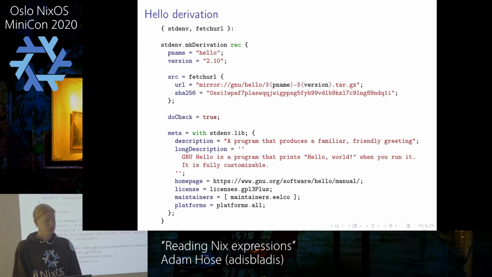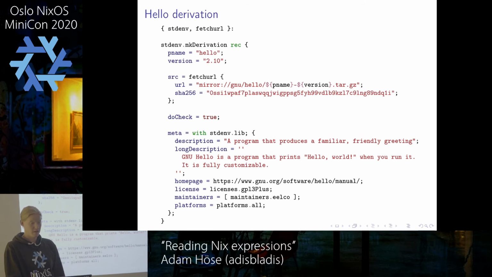So the function calls, are they location-based or name-based? Like when you call a function, is the first argument always the first, or are they based on the names? So the question was, when you call a function, is the argument name-based or location-based? It is location-based. If you want name-based, then you should create a function that takes these attribute sets.